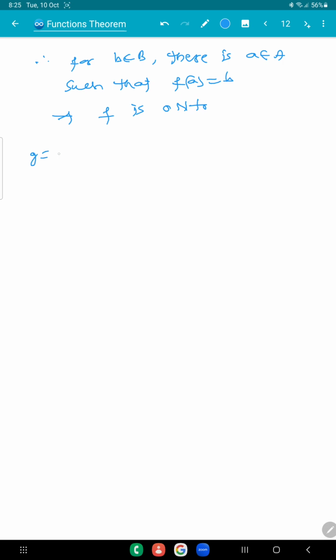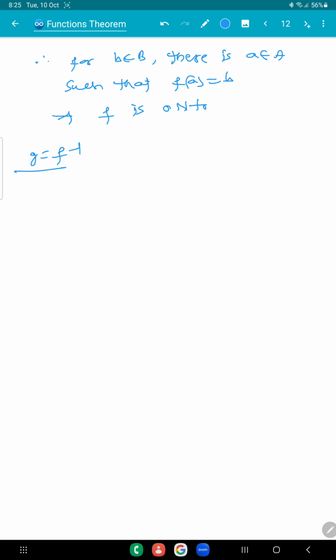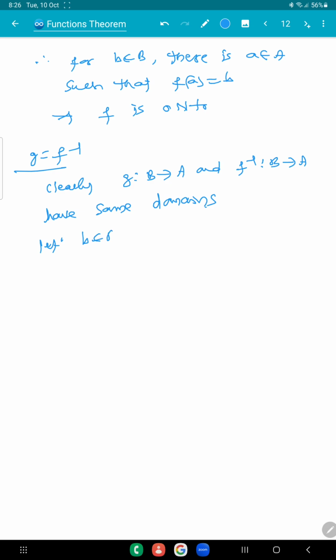Next, the third case is what? We have to show that G is equal to F inverse. That G is equal to F inverse means that they should have the same domain, right? Clearly G is from B to A, and F inverse is also from B to A, because F is from A to B, so its inverse is from B to A. They have the same domains. What we need to show is that their images should be equal, right? Let B belong to B. Since F is bijective, I am using only onto.